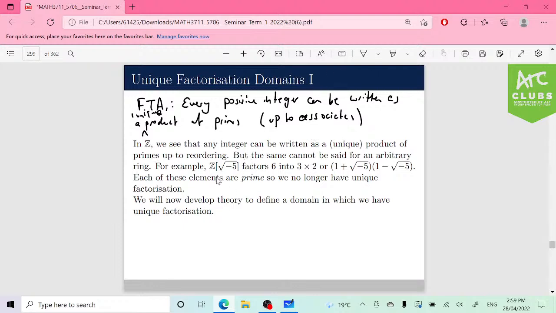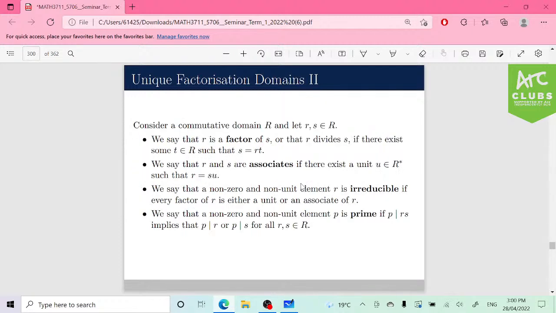So if we're looking at Z adjoin square root of minus 5, we note that 6 factors into 3 times 2, both of these are primes, and 1 plus square root of minus 5 times 1 minus square root of minus 5. And it turns out that these two elements here are also primes. So the notion of a unique factorization no longer comes into play, because we can factor an element inside this ring in 2 different ways. So what we want to do is develop the theory so that this notion of a unique factorization still holds true.